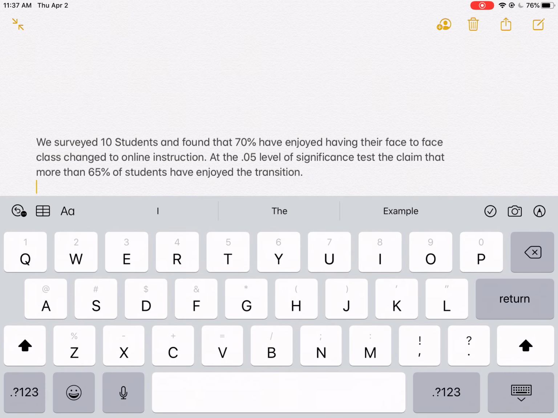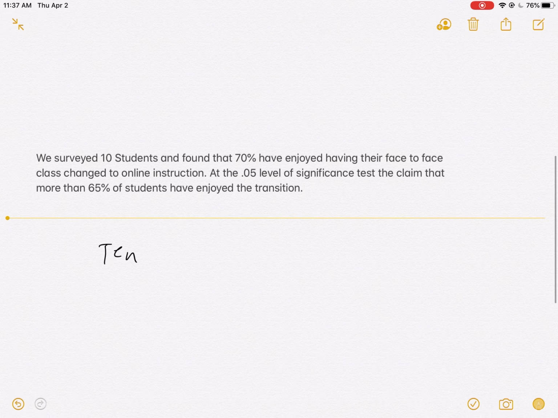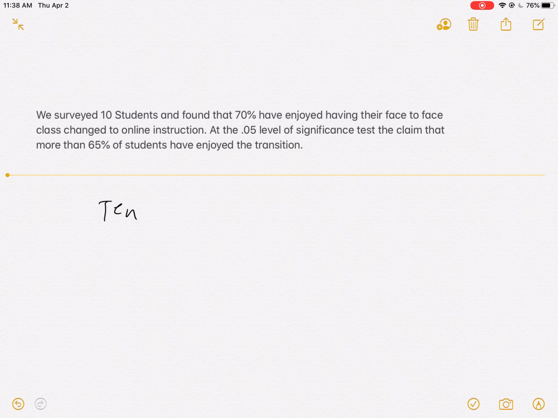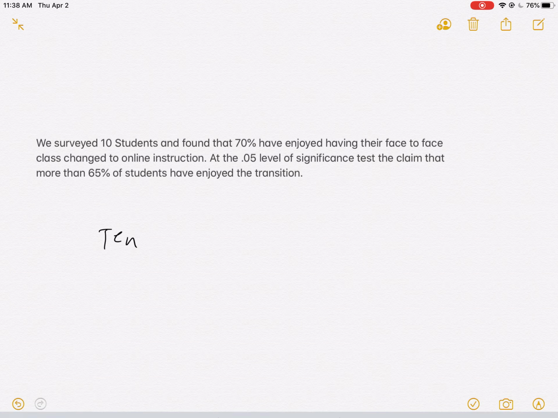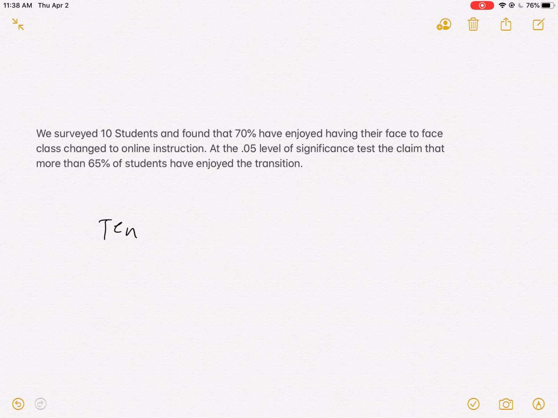We are surveying not so many students. If you look at this, we're only surveying 10. Ten's not that much. It may be enough, but take a look at what we're claiming. We're seeing that 70% have enjoyed having their class changed, and that would substantiate that more than 65% are doing it. So our claim would be that the proportion of all FLC students, or all students in general, I didn't qualify them, that are enjoying the online transition is greater than 0.65. That's what it looks like in symbols.